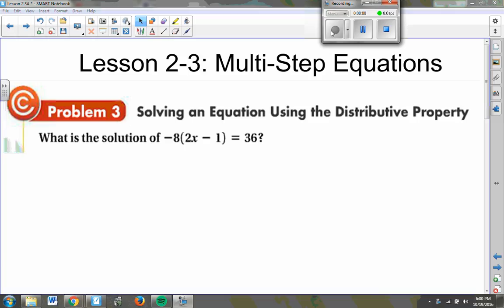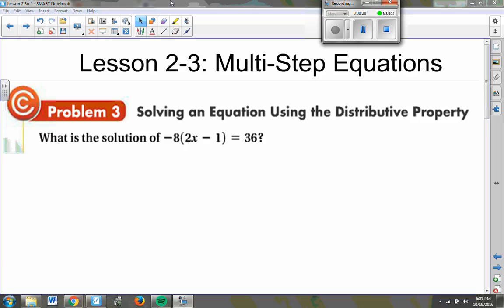In this video, we're going to be solving multi-step equations in the same way that we did in our last video. But we're going to look at a little bit different types of multi-step equations. We're going to look at a couple different types here of multi-step equations that we have to do something with before we can solve.